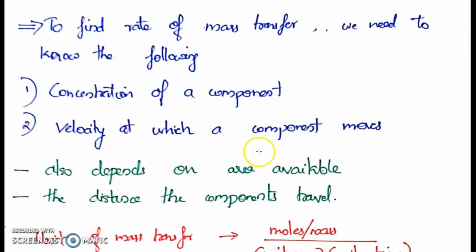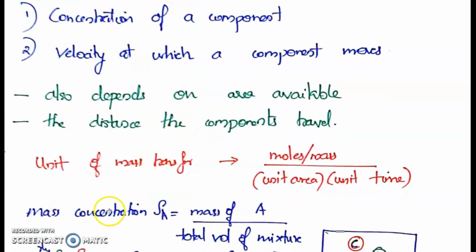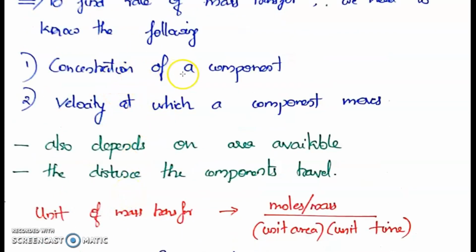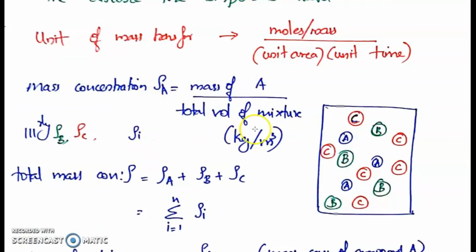Now I will introduce certain terms which are required to quantify mass transfer. I'll start with mass concentration. Like I said, the concentration of the component should be known. So let us discuss the different ways in which we can represent concentration. Let us take a vessel of known volume, let's say 1 liter is the capacity of this vessel, and I have three different types of molecules inside the vessel. Molecules A, represented by blue, molecules B represented by green, and molecules C represented by red.